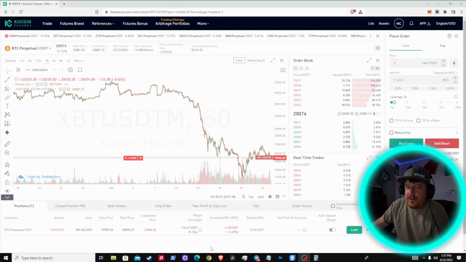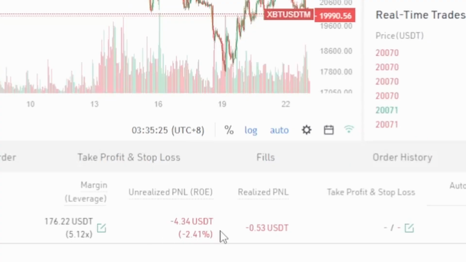Now, the next one over to the right from that is the unrealized P&L. And just so you know, P&L just stands for profit and loss. The reason why it's unrealized is because I have the position still open. I have not closed it. If I closed it, whatever this amount was, positive or negative, would then become realized profit or loss. In this case, it would be a loss. If I closed right now, I would lose around $4, right?